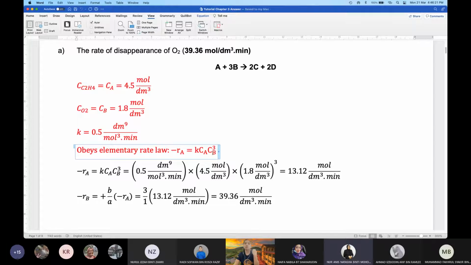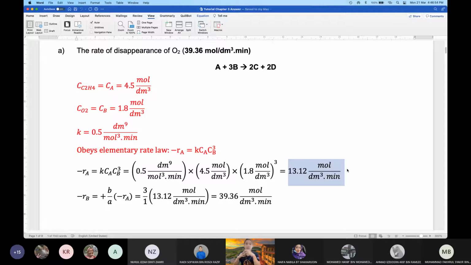Then CA, concentration of A. So dalam soalan ni, you are very lucky, is given directly. Concentration of A adalah 4.5. You replace 4.5. Concentration of B is also given directly already as 1.8. So I replace 1.8. So don't forget yang 1.8 tu CB tu power 3. So the 1.8 tu you have to make sure is power 3. So when you solve this, you first get the minus RA as 13.12 mole per dm cube minute.